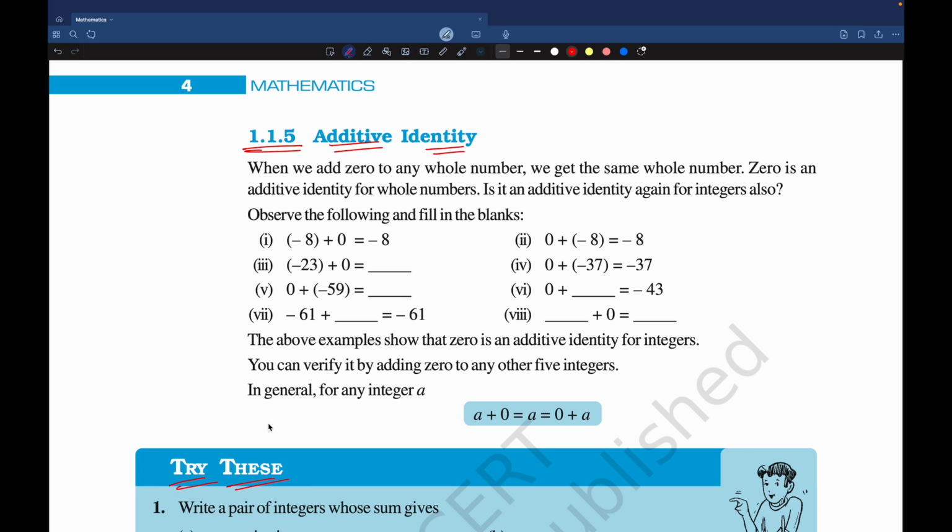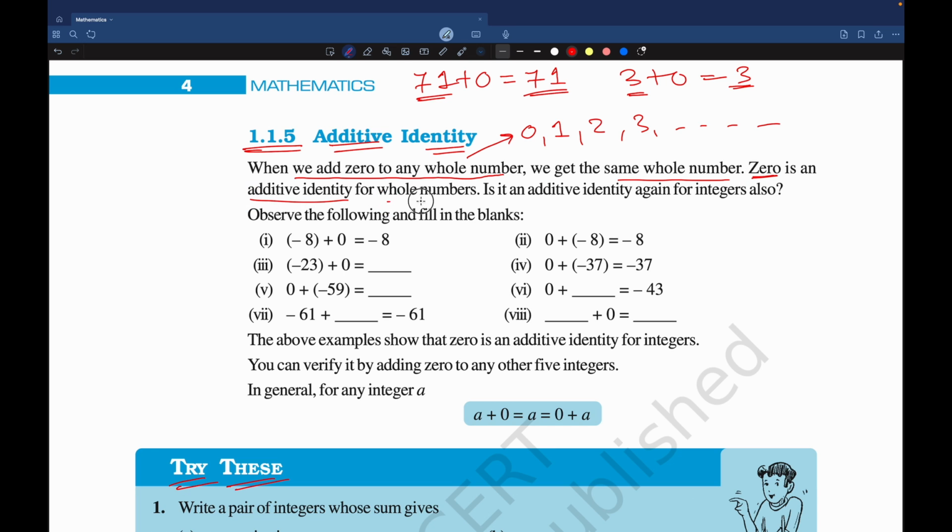Today we are going to cover topic number 1.1.5, Additive Identity. Try this. When we add 0 to any whole number, that is starting from 0, 1, 2, 3 and so on, we get the same whole number back. That is, when we add 3 plus 0 we get 3 back. When we add 71 plus 0 we get 71 back. Hence 0 is the additive identity for whole numbers.